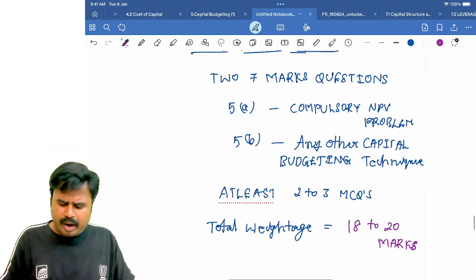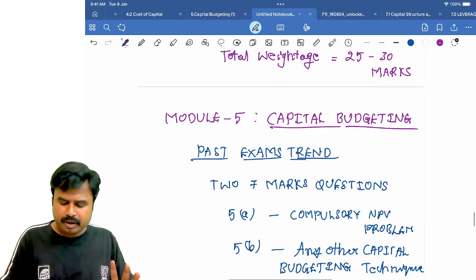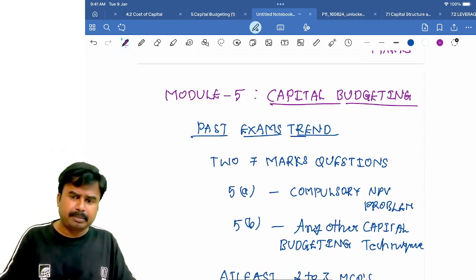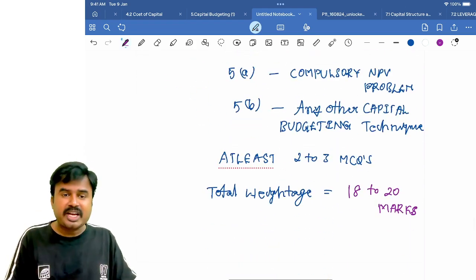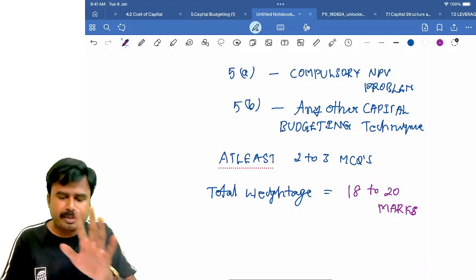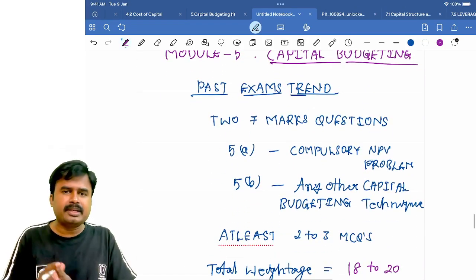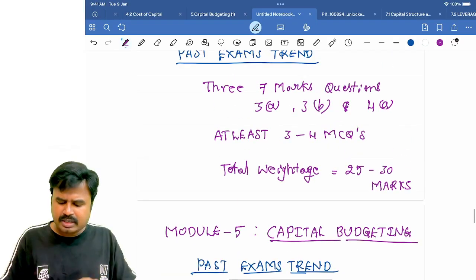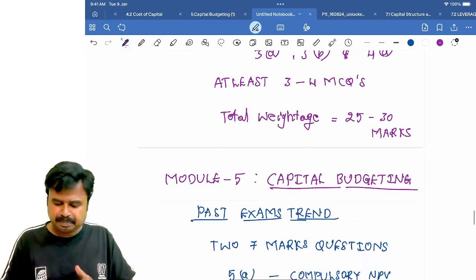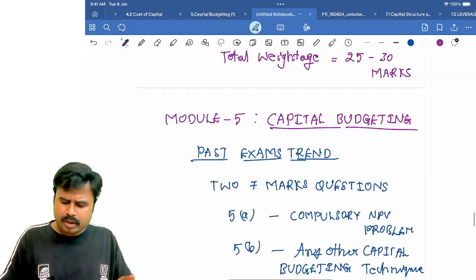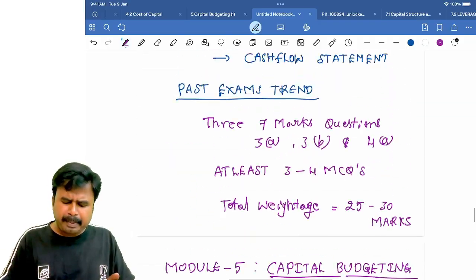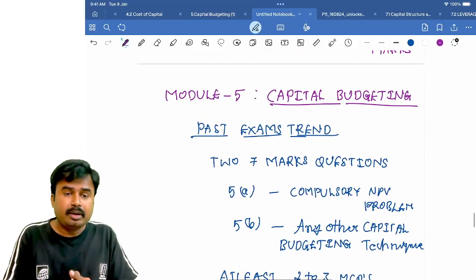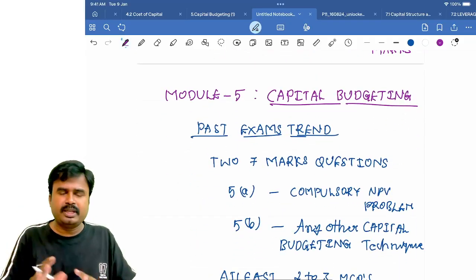And also at least 2 to 3 MCQs are covered from this particular chapter, capital budgeting. So capital budgeting is a very important chapter that is going to give you at least 18 to 20 marks, my dear students. So please focus on capital budgeting after tools for financial analysis. You know, my dear students, if you take the least marks, 25 plus 18, please add these two numbers, around 43 marks. So just by preparing these 2 chapters, tools for financial analysis and capital budgeting, you can get at least 40 marks. So this is the first part.